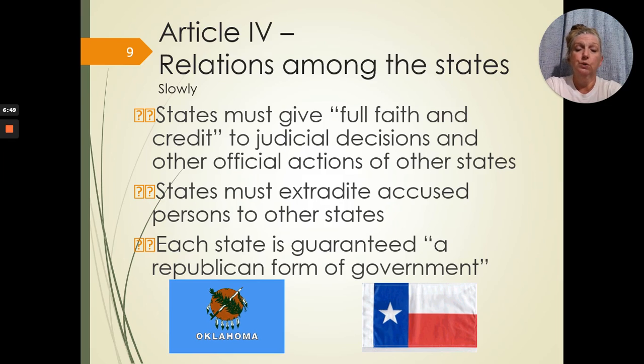This corresponds to the word "slowly" in the sentence, slowly. States must give what are called full faith and credit to judicial decisions and other official actions of other states. So if there's a judgment against Billy Bob because he damaged Barbie's car, then he moves states, the state he moves to will help get that money, like help garnish the wages, those sorts of things. This also can be with marriage licenses, divorce decrees, adoption records.